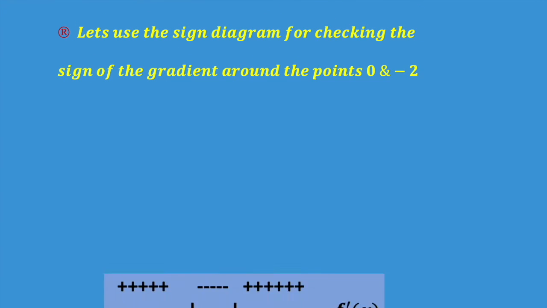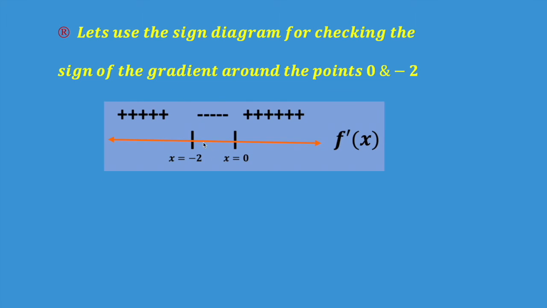Let's see the sign diagram. If we look at x equals negative 2, on the left side of negative 2 the gradient is positive. How do we check that? We choose a value very close on the left side of negative 2, that is negative 2.1, and substitute in the gradient function, and we get the positive sign. However, on the right side, the closer value of negative 2 is negative 1.9, and the gradient sign is negative. Similarly, on both sides of 0 the gradient sign is negative and positive.